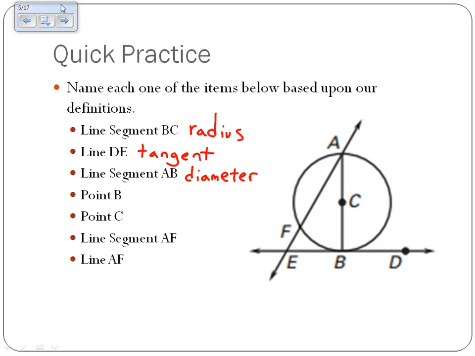Point B is the point of tangency. Very good. Notice that the tangent line just barely hits the circle right there at point B. Point C is the center. Line segment, be careful, AF, line segment AF.